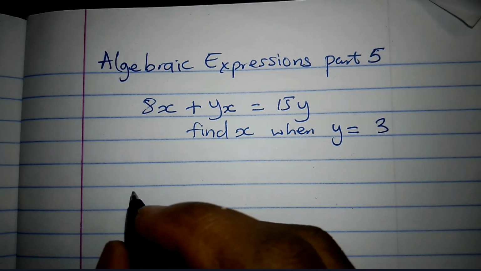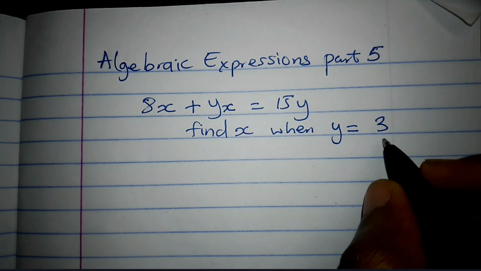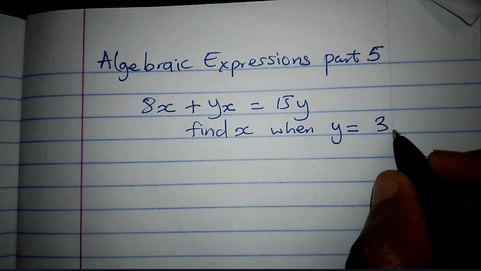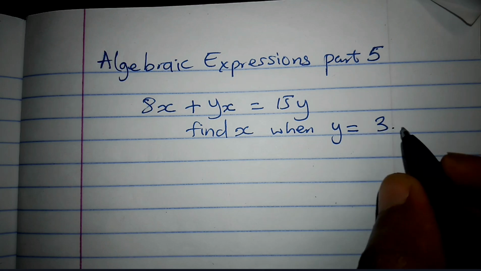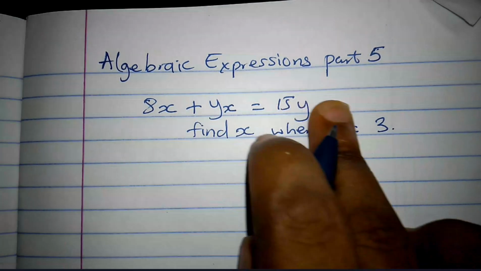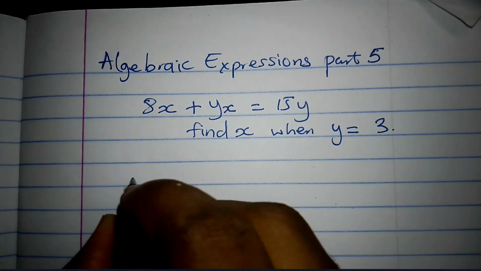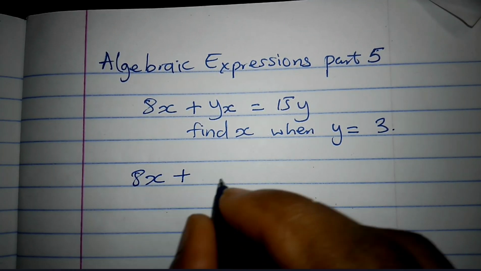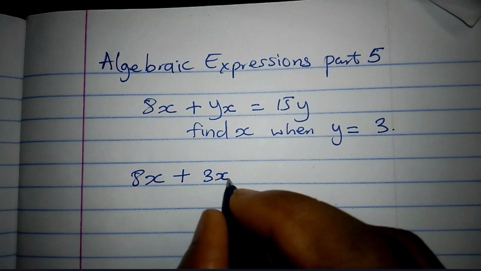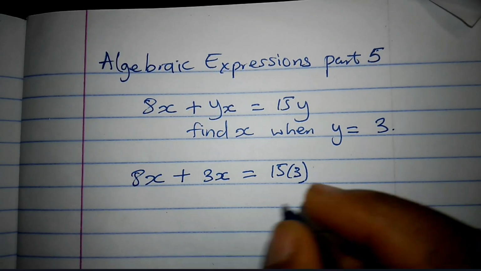So first of all, like I said in our previous classes, we're going to be substituting our value for y, that is 3, into the equation. So we're going to put in 3 in all the right places. Wherever y is, we're going to replace it with 3. We're going to be having 8x plus 3x is equals to 15 bracket 3.